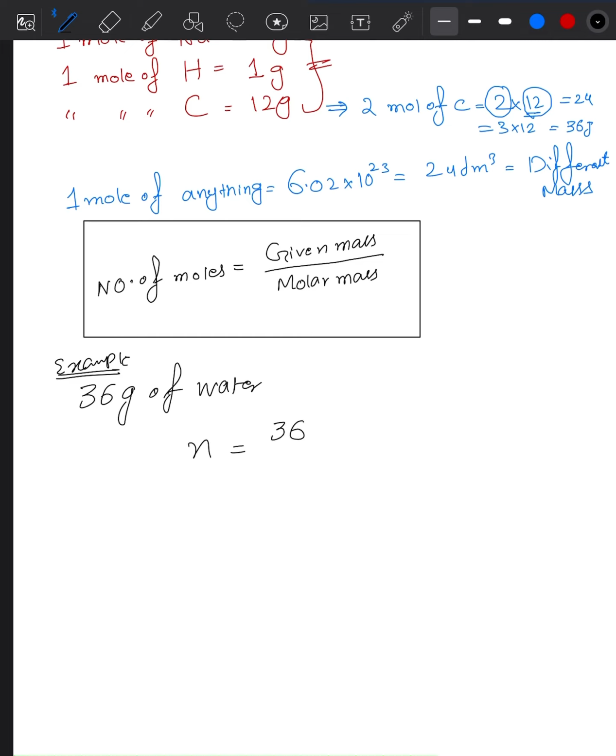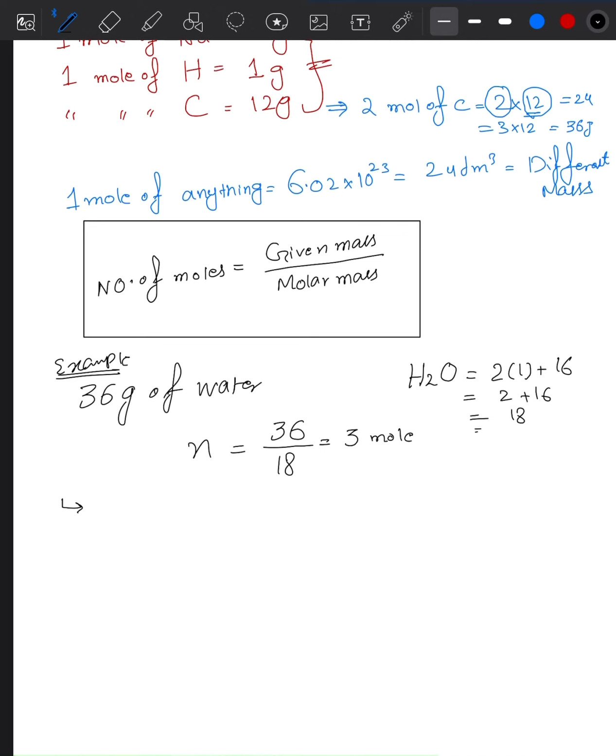What is the given mass? Given mass is 36 gram. And the next thing is, what is the molar mass of water? We know that water has a formula of H2O. It has 2 hydrogen, so 2 into 1. What is the mass of hydrogen? 1, plus oxygen has the mass of 16, so 2 into 1 is 2 plus 16, so it will give us 18. So the molar mass, or the molecular mass or the relative molecular mass of water, is 18. So we will divide 36 by 18. So we have 2 moles.